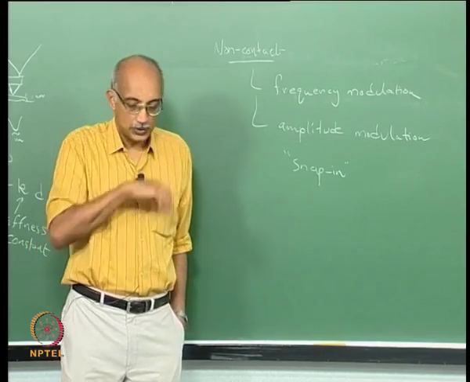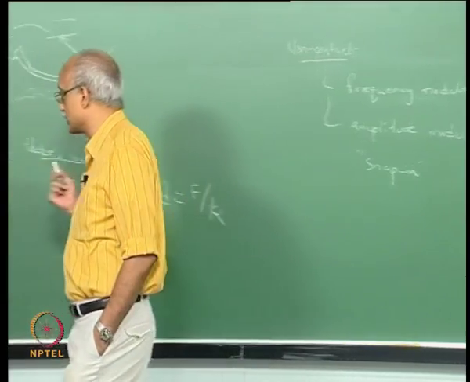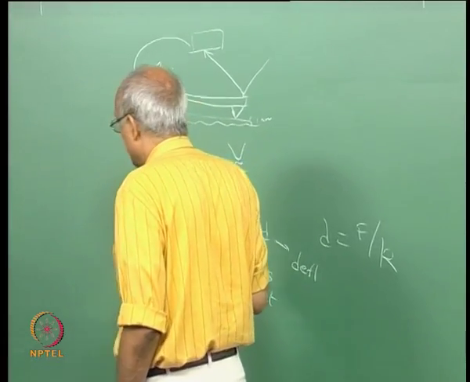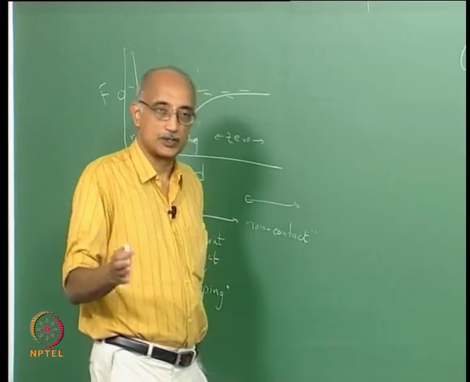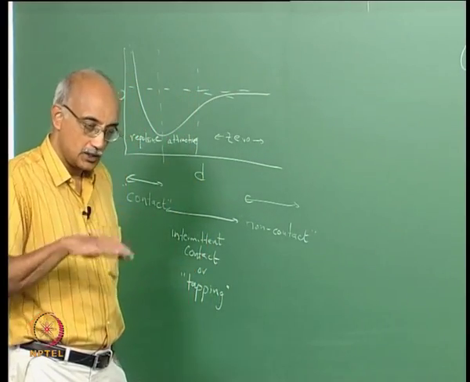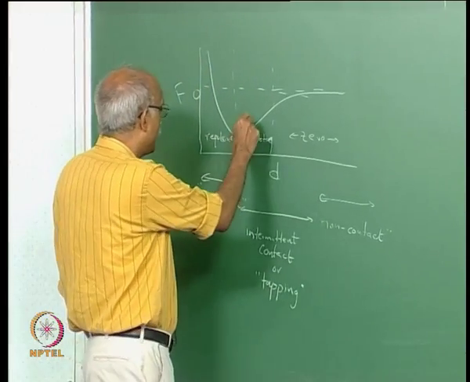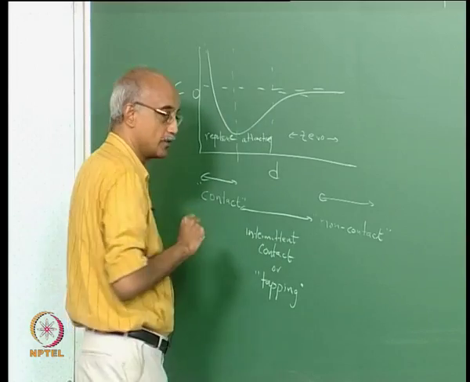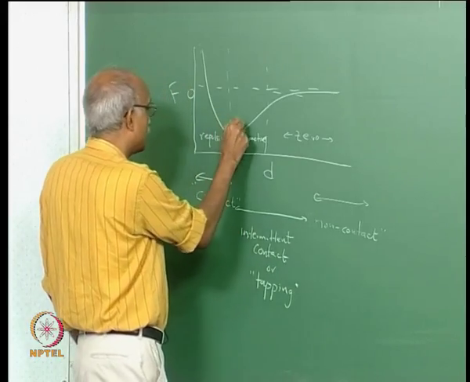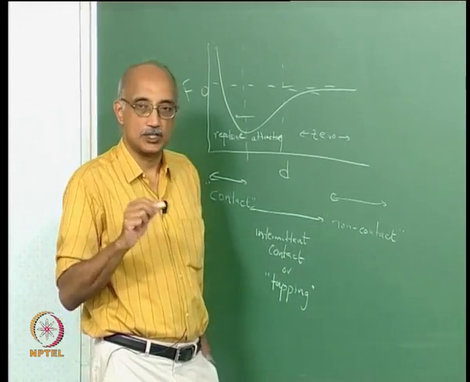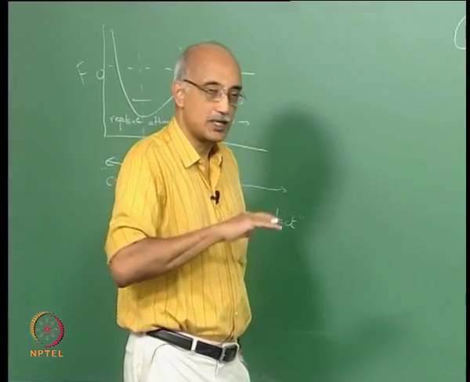So in order to avoid that, the analysts have come up with this procedure called intermittent contact or tapping mode, which is kind of a combination of the two. You do set the probe in oscillation, but you bring the probe sufficiently close to the surface that the oscillation can even extend into the repulsive region. And in this case, what happens is that you have essentially a continuum.